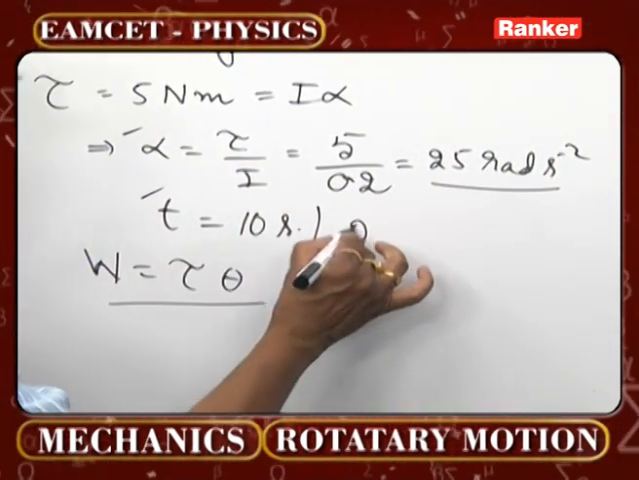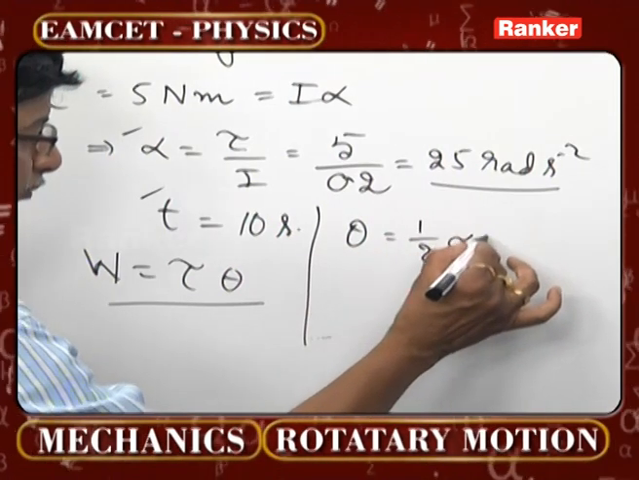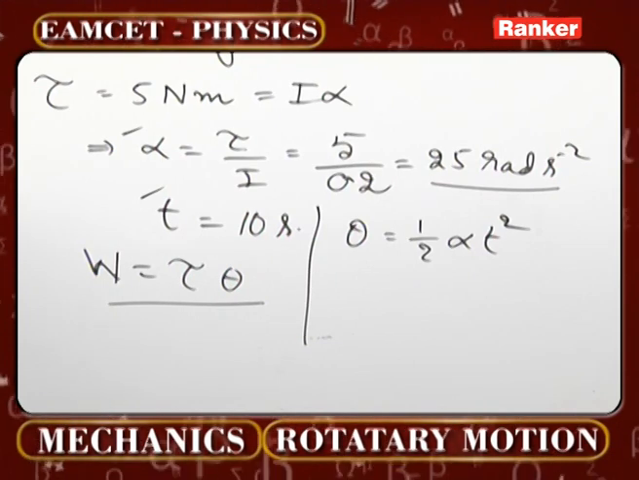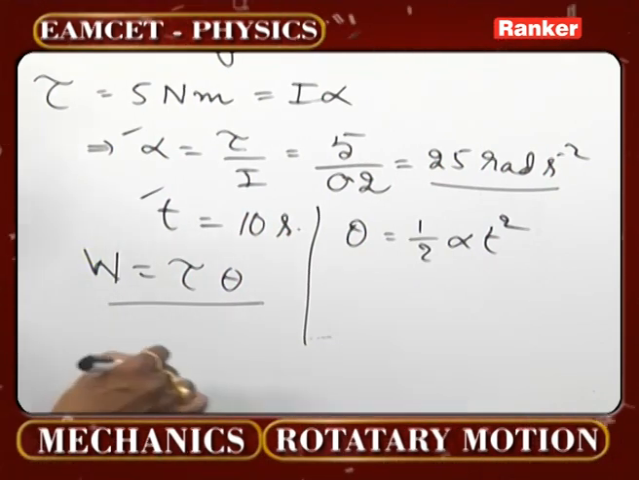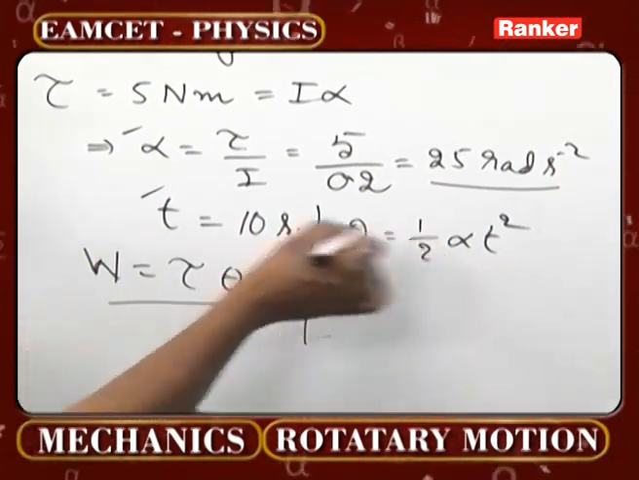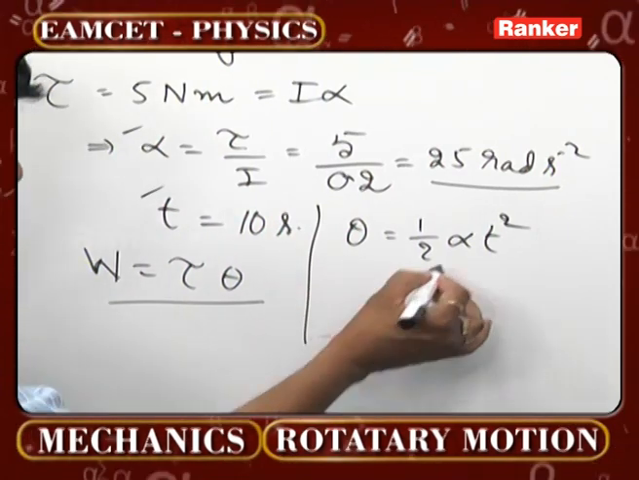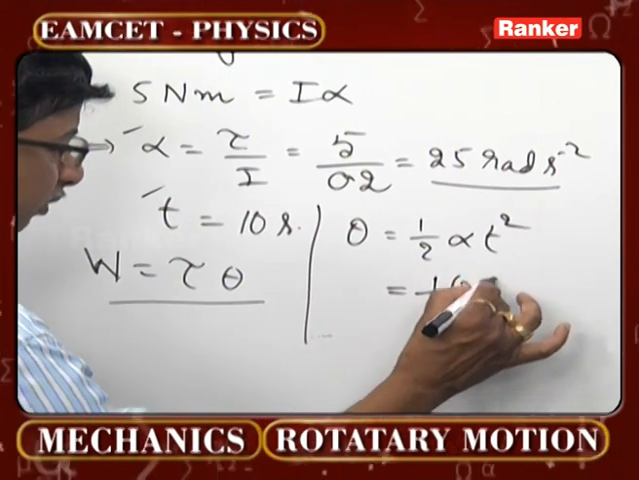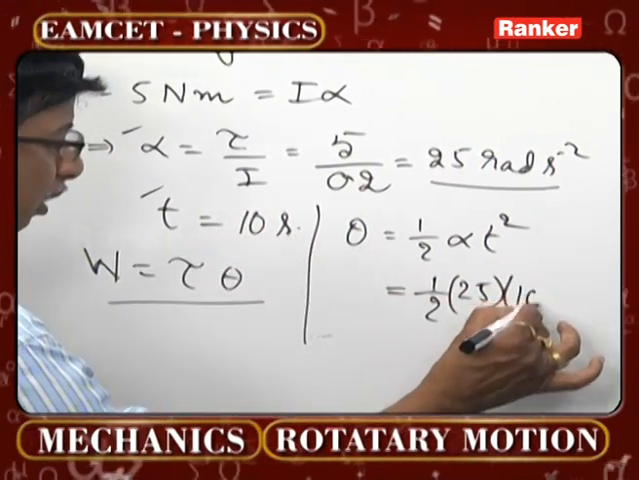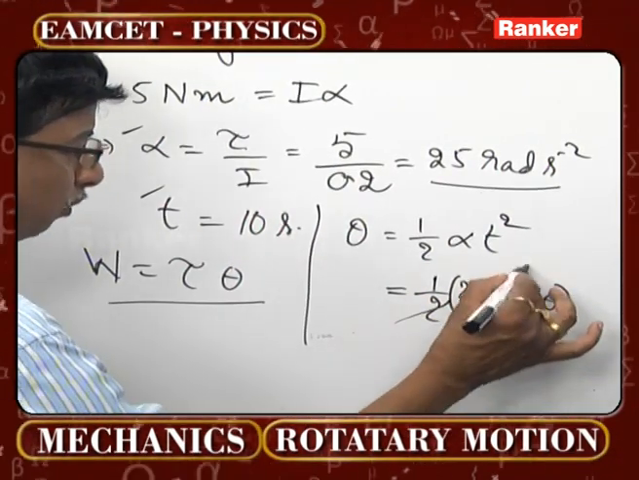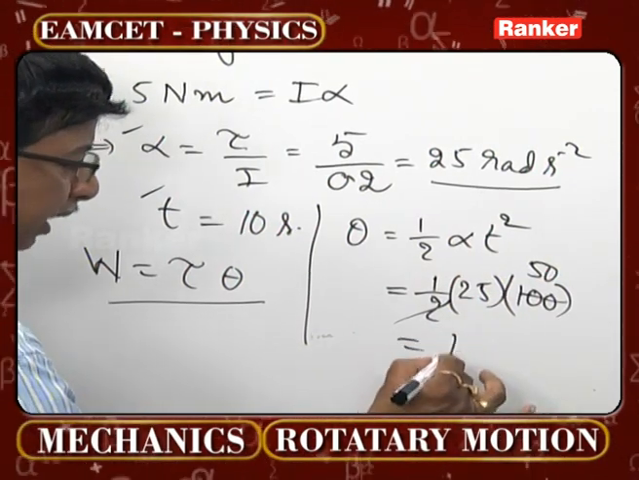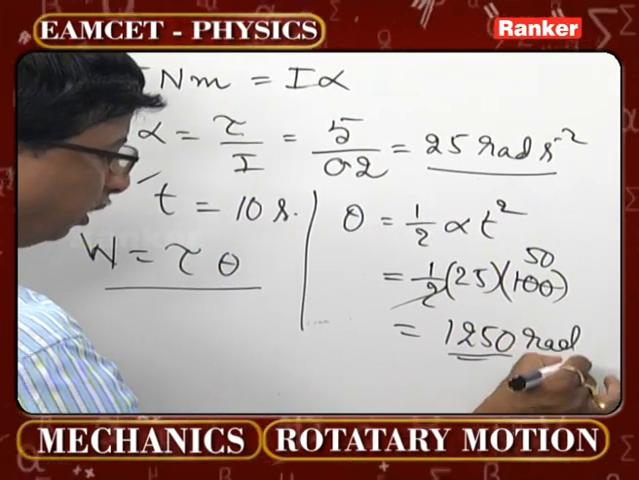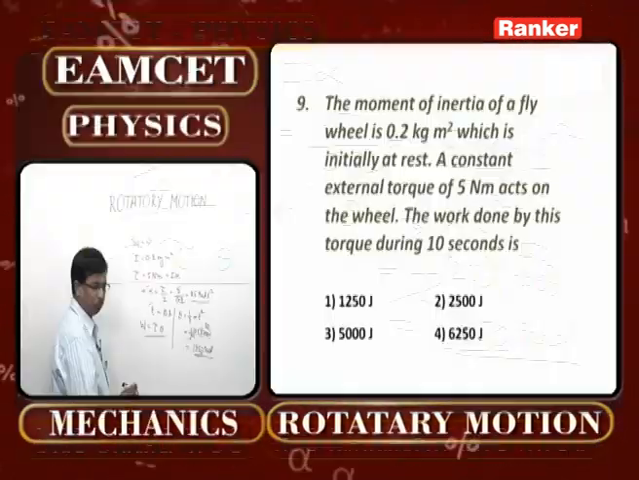How to write theta? Half alpha t square, from the ut plus half a t square formula. When you apply that, half alpha t square, alpha being 25, t square being 100, so you can cut this to 50 times, now you can write 1250 radian. That is going to be the value of theta.